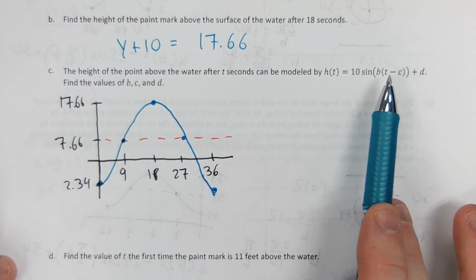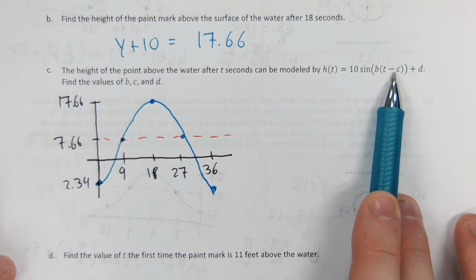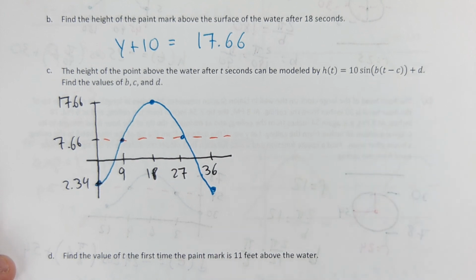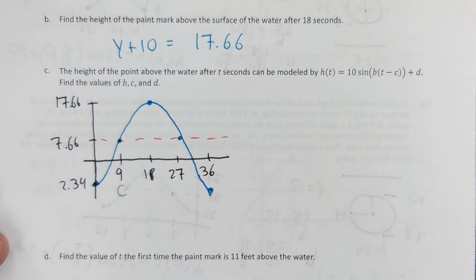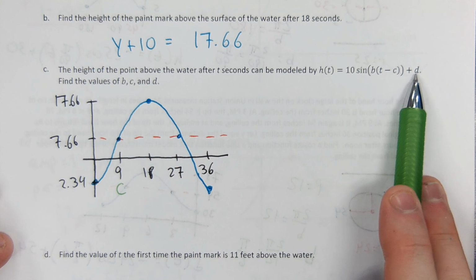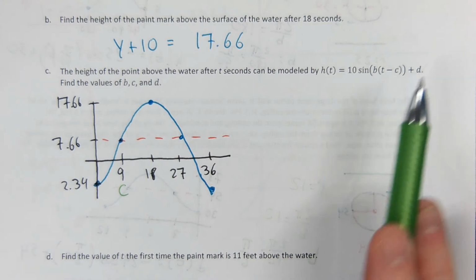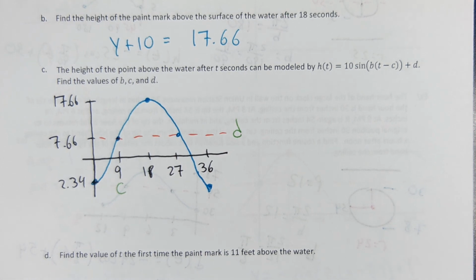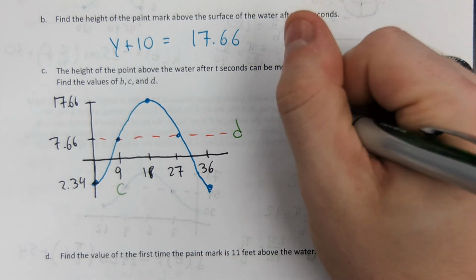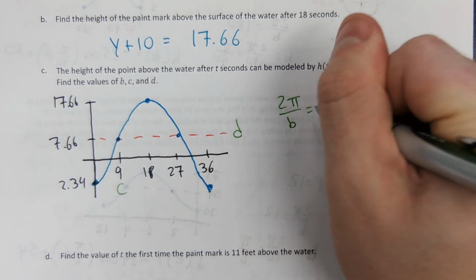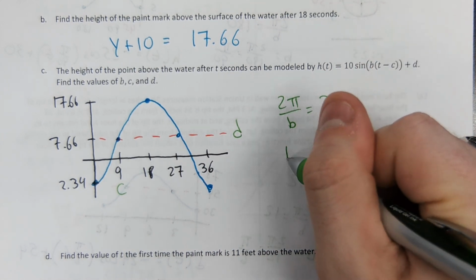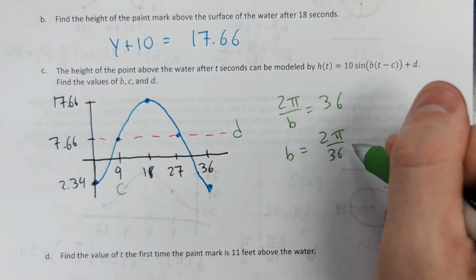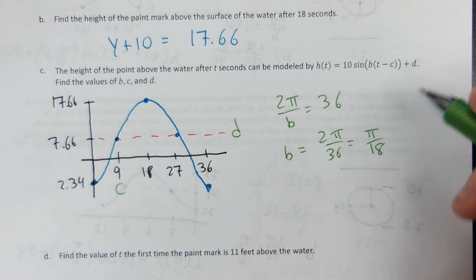We need to know the phase shift for a positive sine wave to begin. Where would that have happened? At 9. So this right here represents our C value. What is the vertical shift? 7.66. That's the D value. All we need to know now is B. And B determines our period length. We know that the period, which is supposed to be 2 pi over B, is 36 seconds. So B is 2 pi over 36, which is pi over 18.